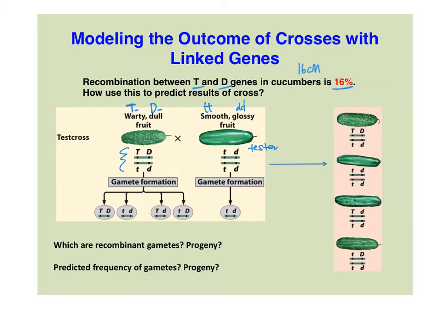We know that from this tester, there's only going to be one type of gamete made, little t, little d. But from the test cross individual, or rather the double heterozygous individual, we can have 4 different types of gametes made. But not all of those gametes will be formed in equal proportions. Take a moment and think about which of these 4 gametes are the recombinant gametes, okay? Which of these 4 here are recombinant gametes?